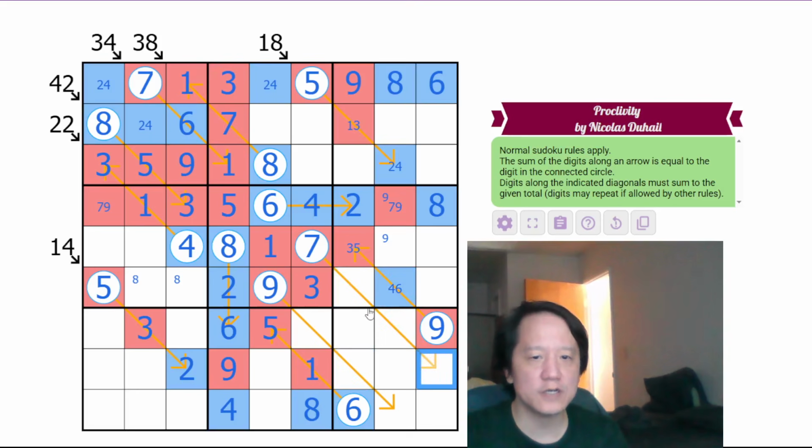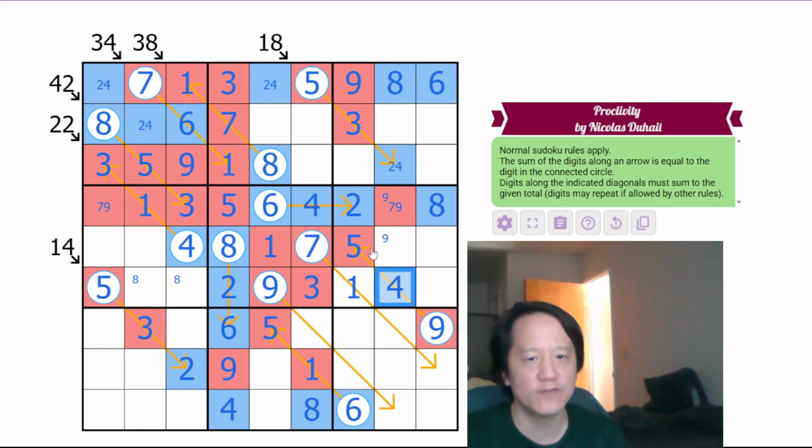These digits are at least 3. 1 and 2 can't even be that, so 1 and 3 at minimum. So this is 4 at minimum, which means this is 3 at maximum. It cannot be 2 and 3 because of 3 in the row. So this is 1, which makes this 3, that makes that 5.